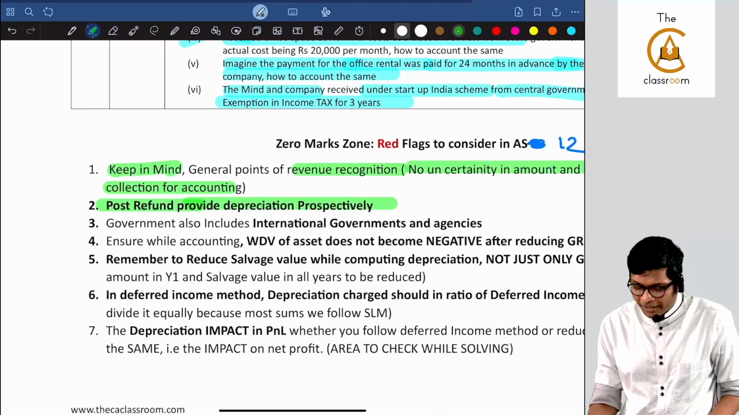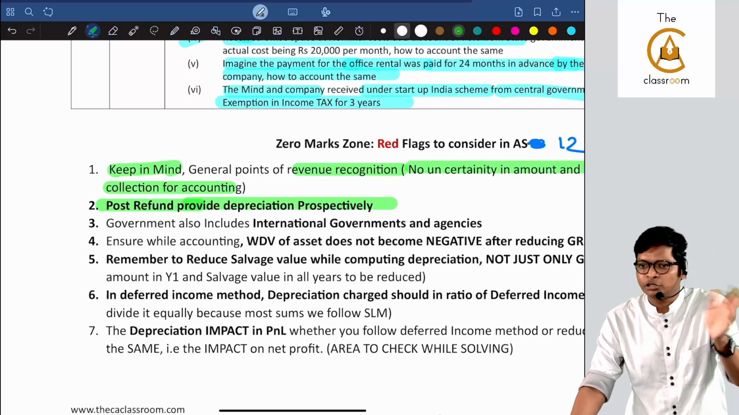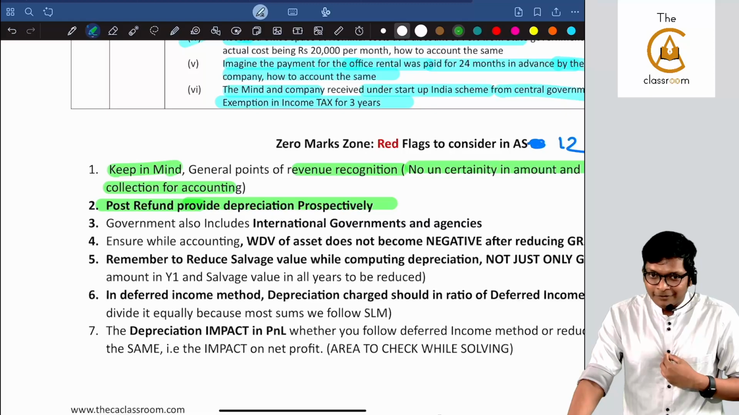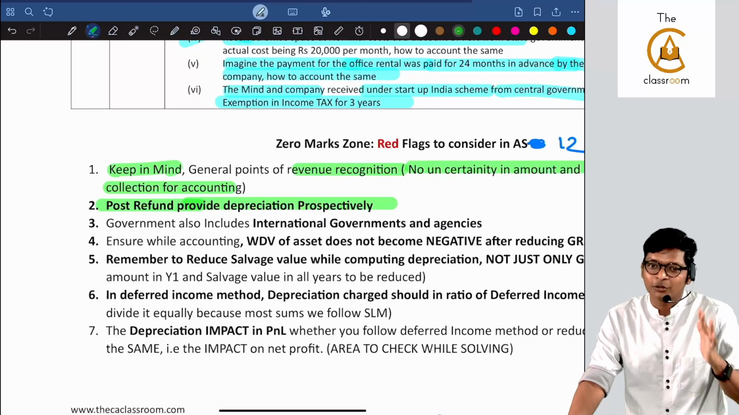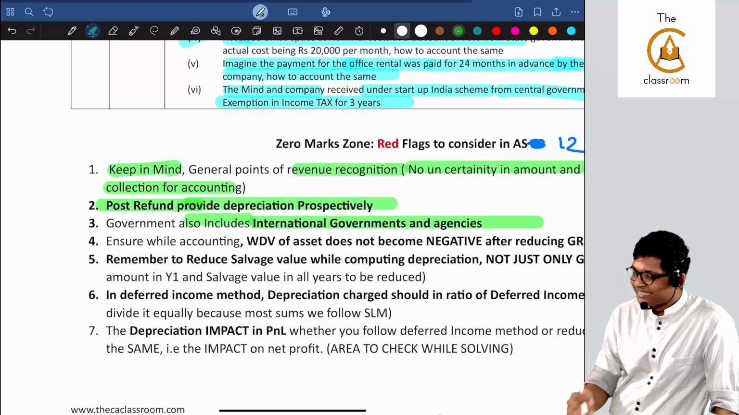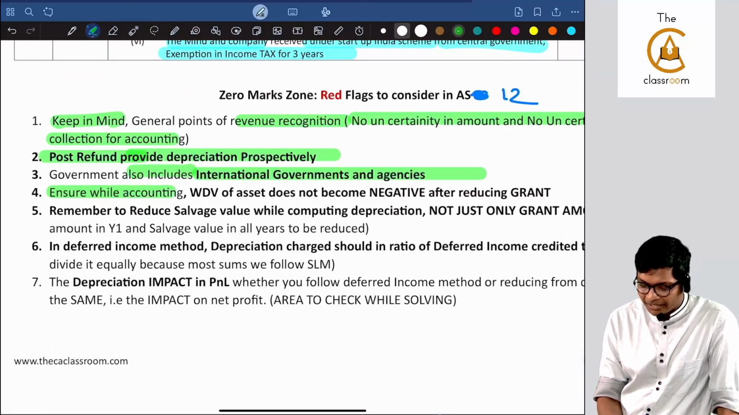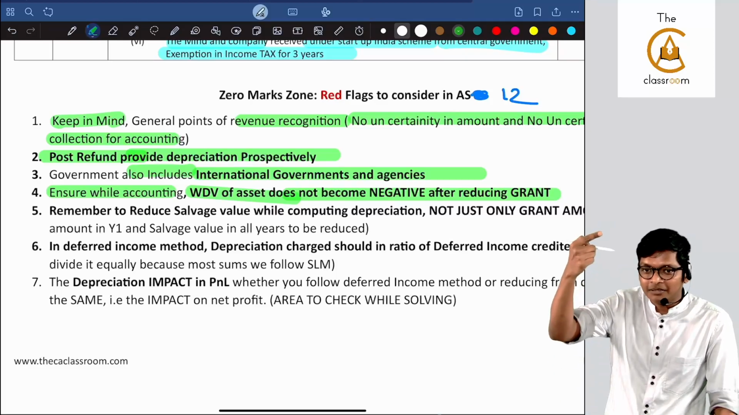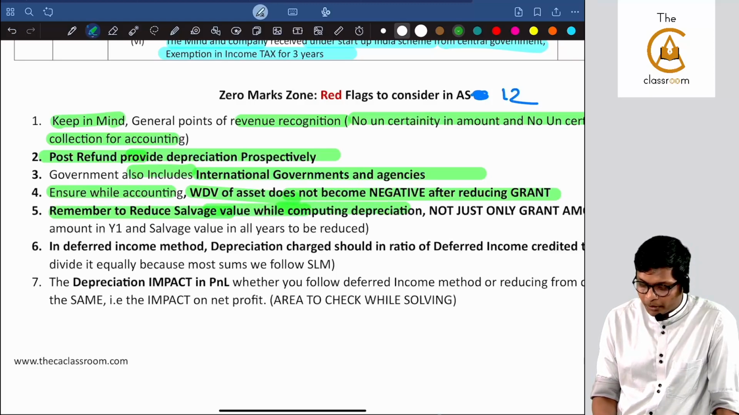Post refund, provide depreciation prospectively. A common mistake people make is thinking they will reverse the depreciation of the past. Remember, you can't reverse your past, guys. Standards say that even if you have made a mistake in the past, only change for the future. Whatever happened in your life, only the future you can change. Government also includes international governments and agencies. You know it, but just to insist on that again. Ensure while accounting that the WDV of the asset does not become negative after reducing the grant. We saw one sum where it became negative 8. Ensure it doesn't happen. Remember to reduce salvage value while computing depreciation.